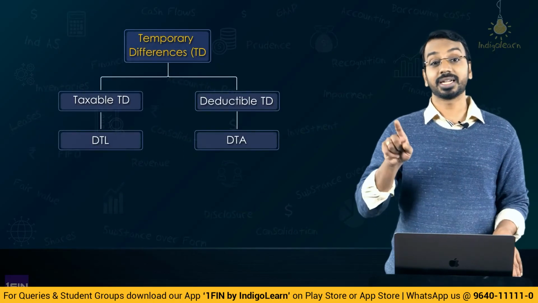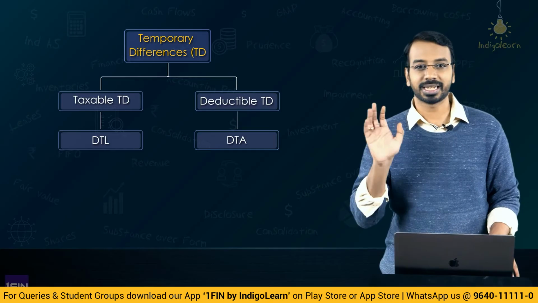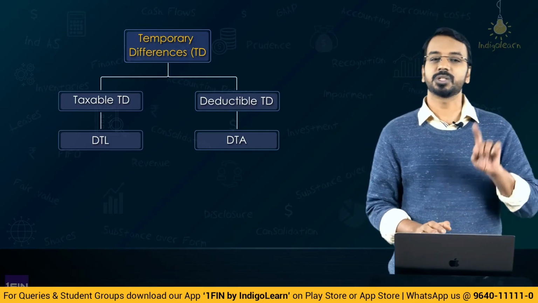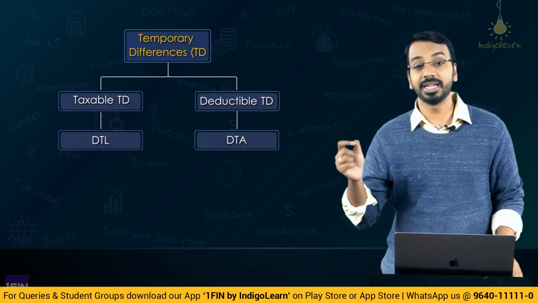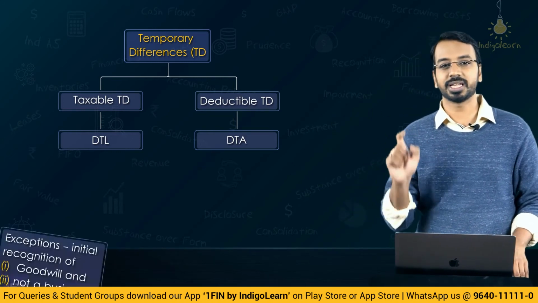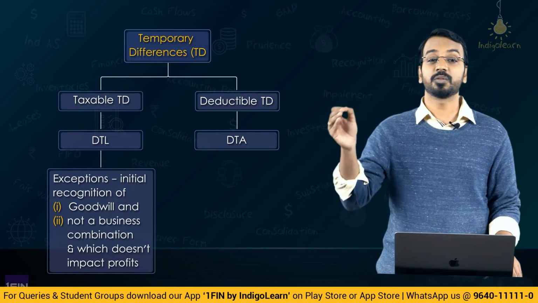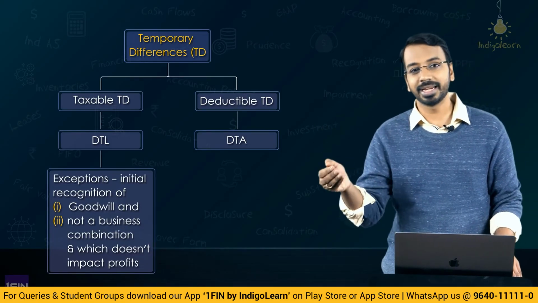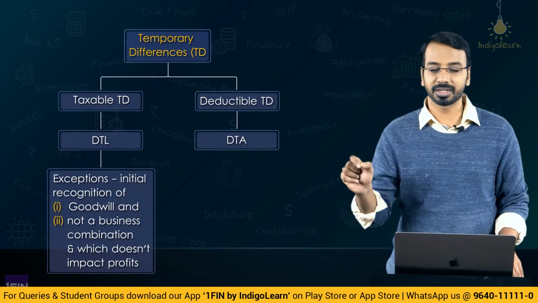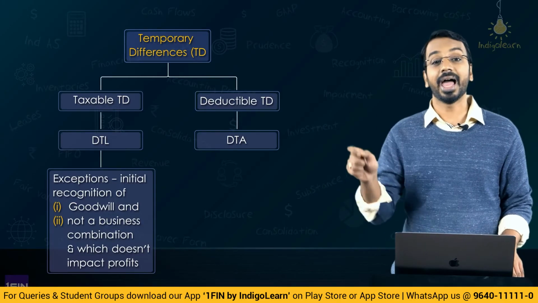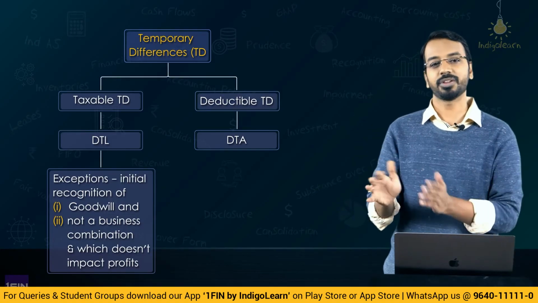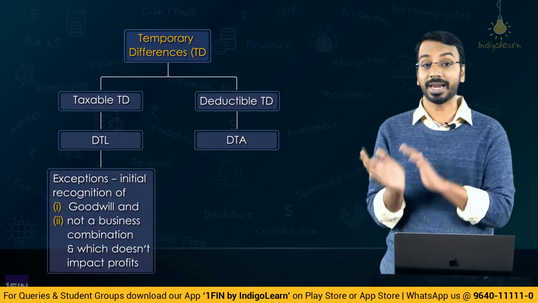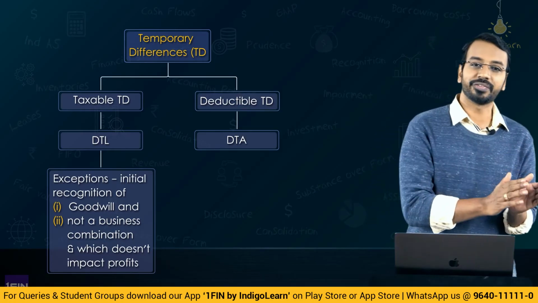So, to summarize, for all temporary differences which are taxable, you will recognize a deferred tax liability. For all temporary differences which are deductible, you will recognize a deferred tax asset. What are the exceptions? For DTL, or the deferred tax liability, the first exception is arising at the time of initial recognition of goodwill, and the second is arising at the time of initial recognition, which is not a business combination, and it does not impact the accounting profit or tax profit. When I say profit, it includes loss also. The second exception also applies to a deferred tax asset.